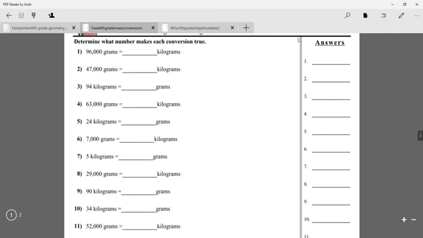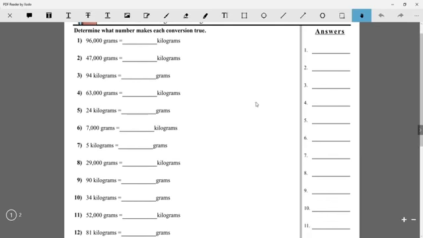Today we're going to go over a few more conversions. So grams to kilograms and kilograms to grams. Now when we're talking about metric conversions, we are basically just moving the decimal point because they are all multiples of 10 as the conversion factor, which I will show you exactly what that means.